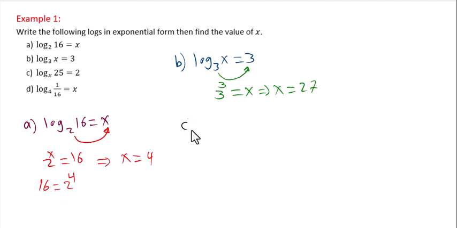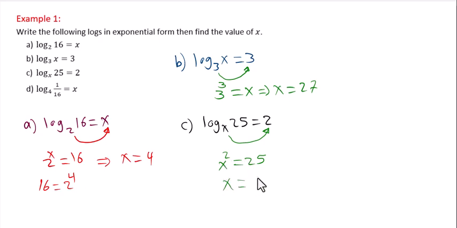Okay, the third one, we are given log to base x of 25 equals 2. Right, how to convert log form into exponent form? It will be very easy. Just make it like this. Take this arrow from the base to the argument. It means x to the power 2 equals 25. And by taking the square root of both sides, x equals 5.